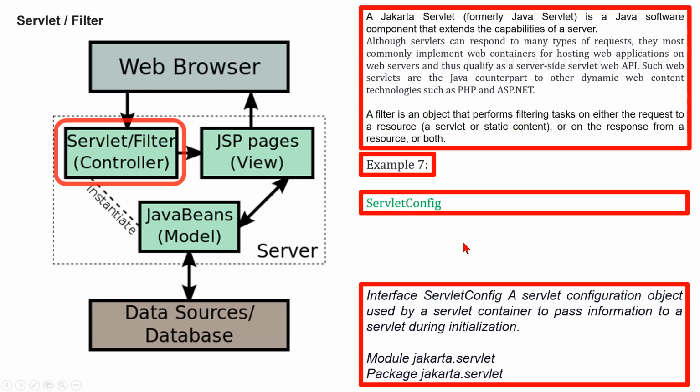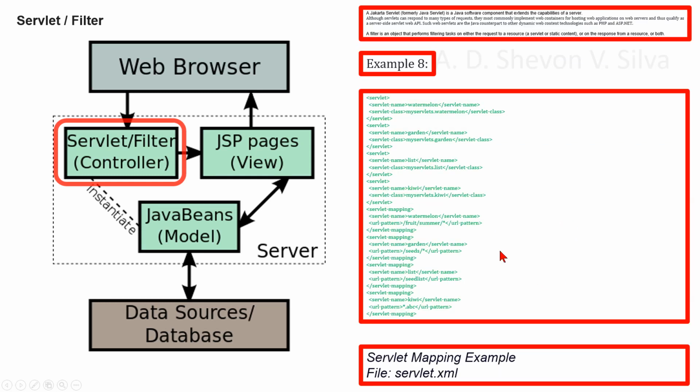As an example 7, we can consider interface servlet config. A servlet configuration object is used by a servlet container to pass information to a servlet during initialization. This is in module jakarta.servlet and in package jakarta.servlet. As an example 8, we can consider the servlet mapping example here. This is in file web.xml.